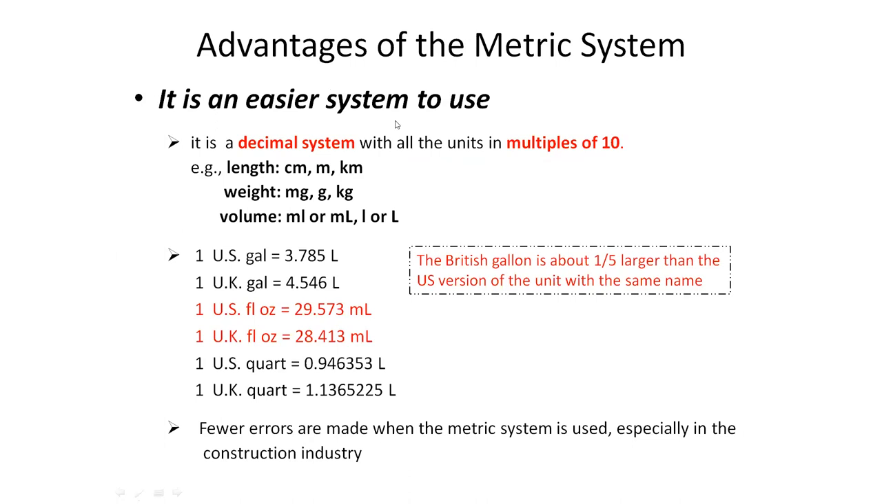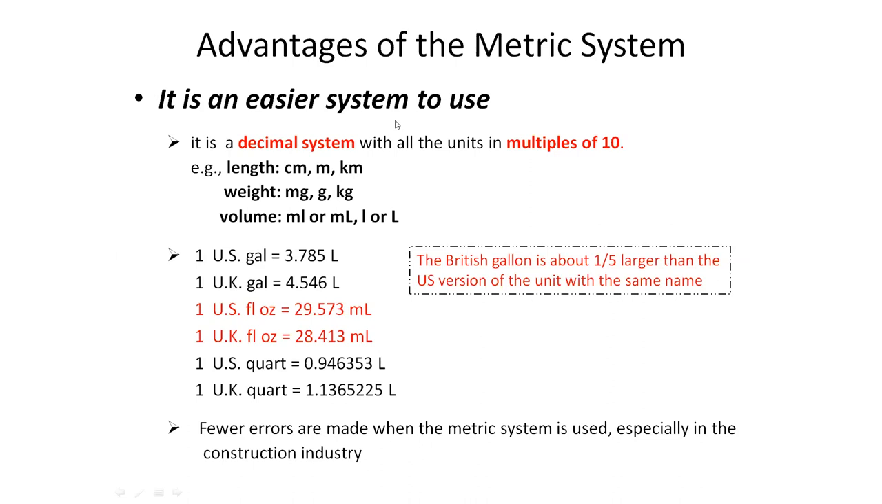Again, looking at the advantages of the metric system, it's an easier system to use. It's a decimal system based on multiples of 10. So with length, you have the base unit being the meter, and you have the multiple, power of 10, the kilometer, or submultiple, the centimeter. The same for weight, you have the kilogram, and the submultiples being grams, milligrams, etc. And volume, it will be the same. So it simplifies everything.